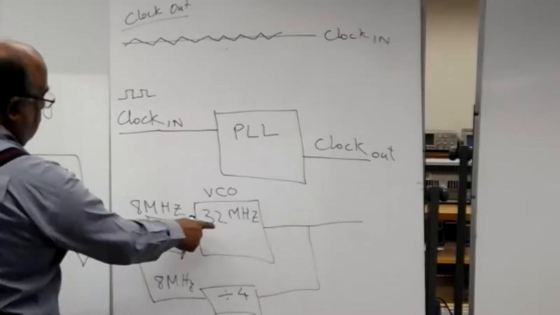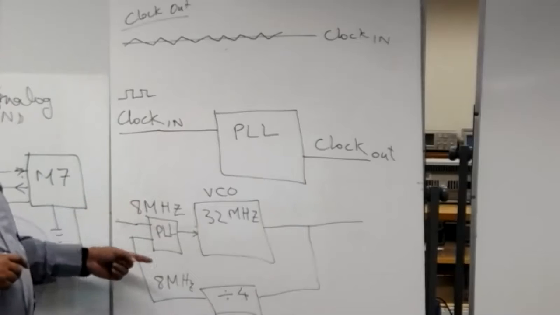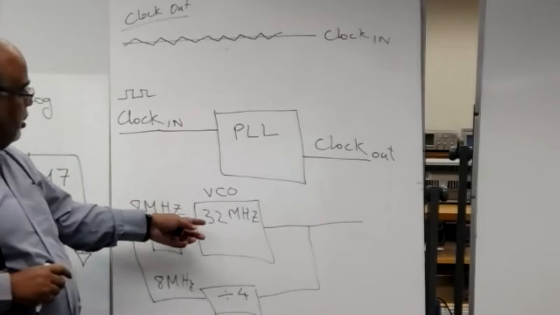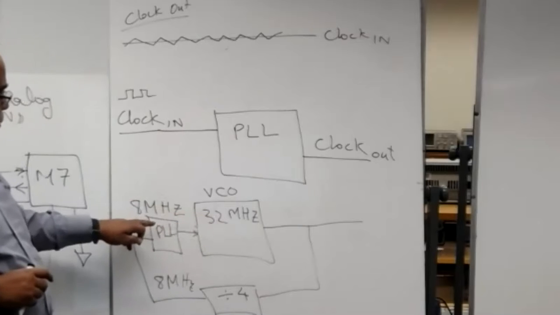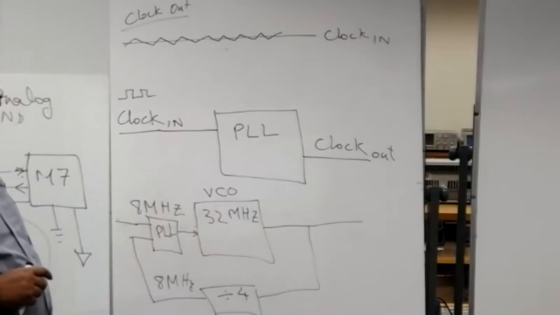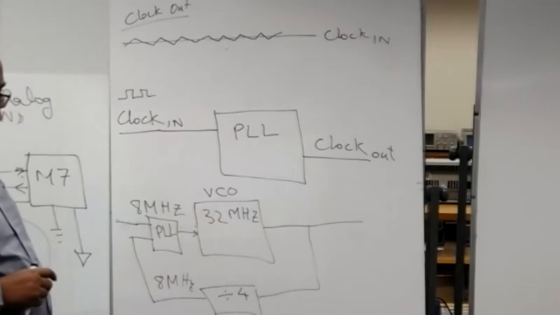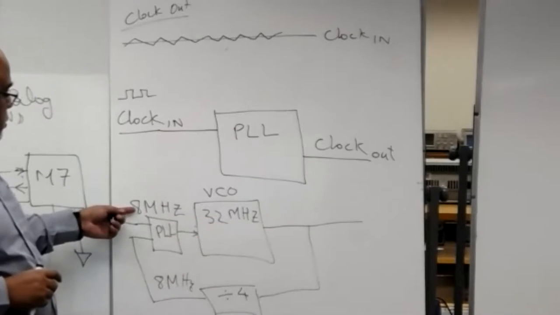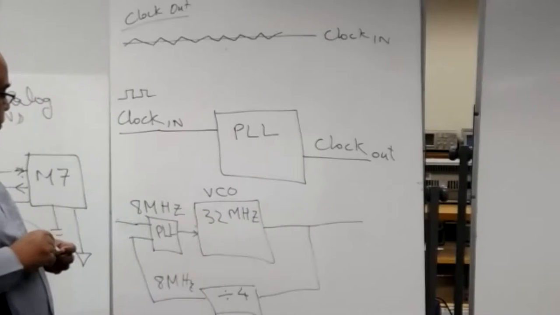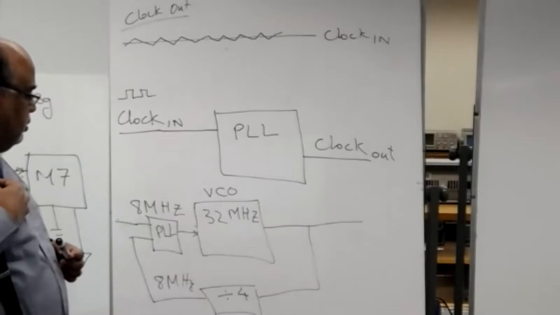So the error voltage goes to this 32 megahertz voltage. That way this 8 megahertz is always trying to follow this 8 megahertz. So the internal oscillator always follows this crystal frequency. So your PIC microcontroller also has 32 megahertz. Basically, if you use a 16 megahertz processor, you can make your processor run at 64 megahertz, which is very high speed.